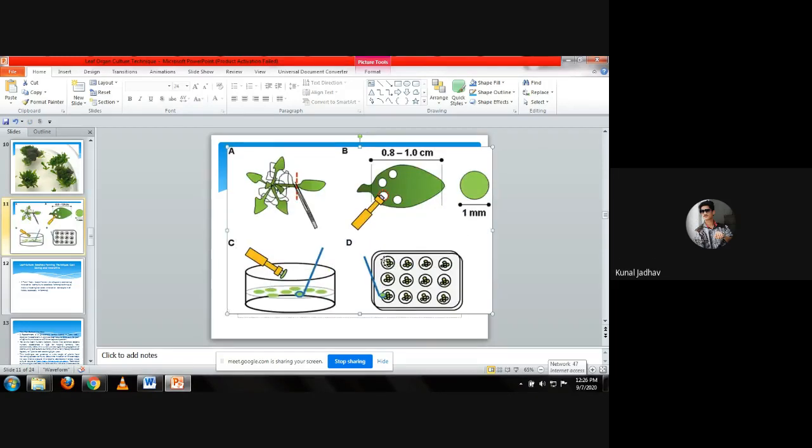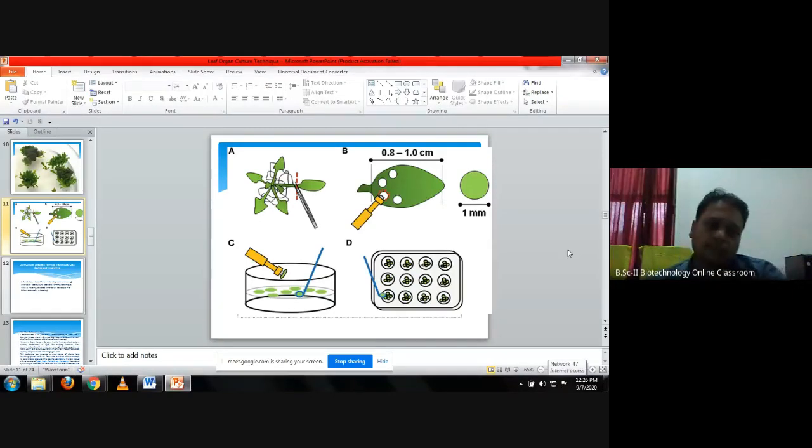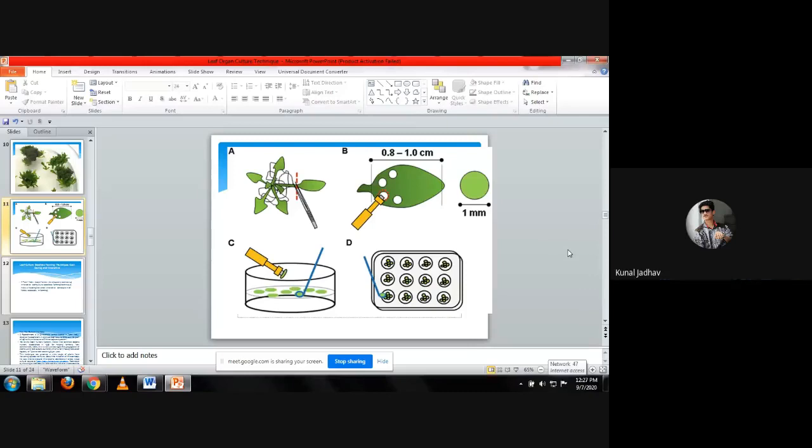See, I've shown you this tobacco. Same here it is done. They have excised the leaf in figure A. In figure B, they have put small discs of 1 mm. This 1 mm disc is suspended in agrobacterium solution and put for culturing. Leaf culture, sir? Yes, sir. And after regeneration, they will go for rooting, hardening, and whole plant generation.